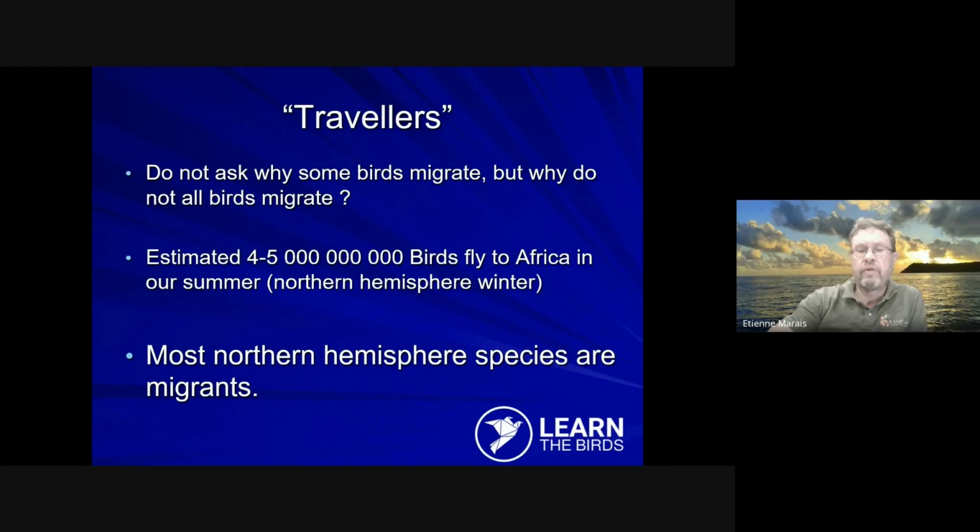So basically the statistics show that 4 to 5 billion birds fly to Africa in our summer, in the Northern Hemisphere winter, from the Palearctic region, that's Europe and Asia. And 4 to 5 million birds come to Africa in their winter. The other fascinating point is most Northern Hemisphere species are migrants. So in the Old World, most species in Europe and Asia are migrants, and this phenomenon increases as you get further from the equator. Whereas in Africa, most species are resident or only show local movement or local nomadic movement.